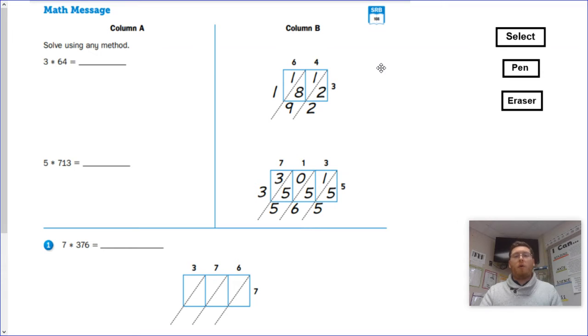I take my 64 and I break it into the individual digits, 6 and 4. Okay, so 6 goes here, 4 goes here, and 3 would go on the side. Now I would do 6 times 3, which equals 18. So 1 would go on the top because that's the tens place. 8 would go on the bottom triangle. That's the ones place. 4 times 3 is 12. 1 would go in the top because that's the tens place. 2 would go in the bottom because that's the ones place.